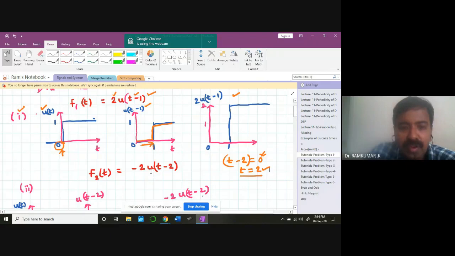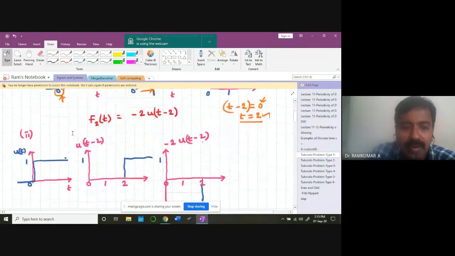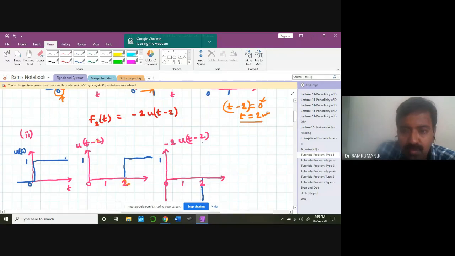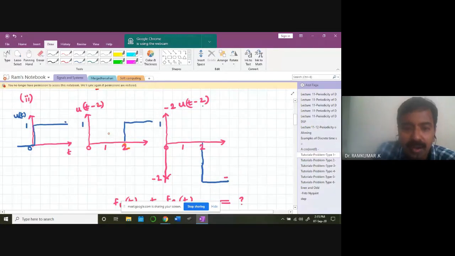So the original signal is like this. Now I am going to move it like this. So u of t minus 2 is going to happen at t equal to 2. That's what this one is. Then what I am going to do? I am going to multiply the amplitude by minus 2. So naturally I am going to get a waveform. At 2, the value is now 1, and we are going to multiply it with minus 2.